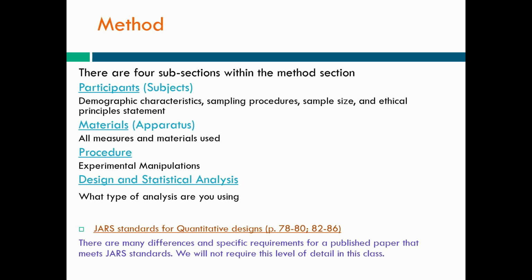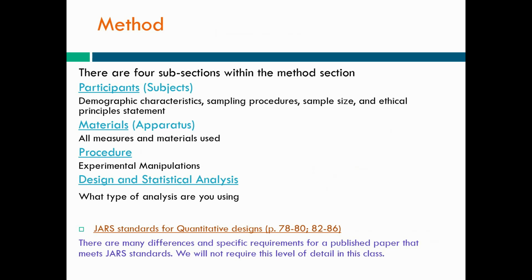Okay, the method itself has 4 subsections, so make sure that you have this really clear in your mind as you're writing this section. And they always occur in this order. Participants first. This is where you briefly describe who the participants were and how many of them there were. You outline things like the average age, the average ethnicity, the level of English proficiency, or things like that. And that section is concluded with an ethical principle statement that I'll be providing to you.